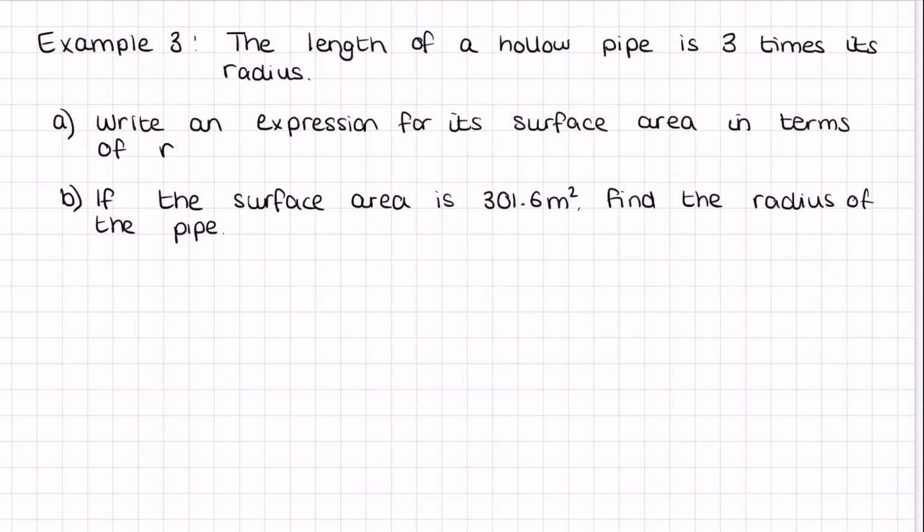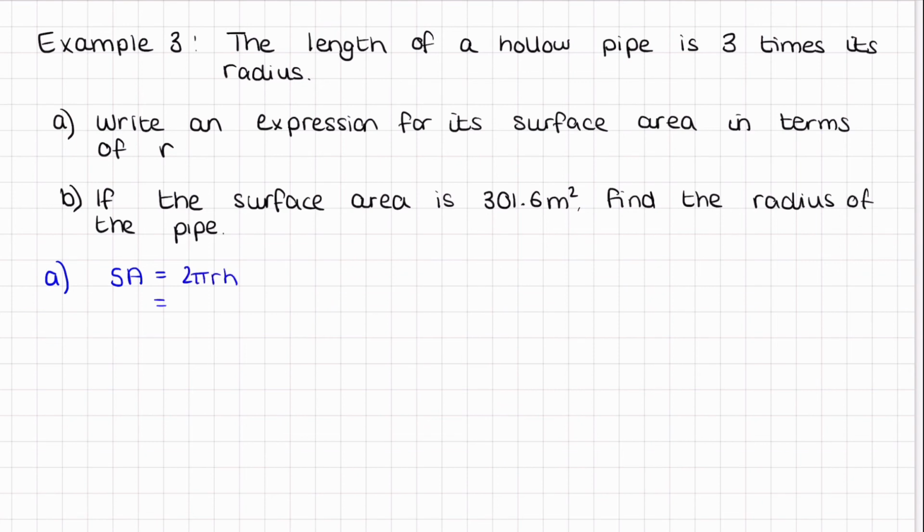Example 3, the length of a hollow pipe, so once again hollow pipe, is 3 times its radius. Write an expression for its surface area in terms of r. Now when a question says write an expression, it means we need to write an equation. In terms of r means we are only allowed r in the equation. We cannot have any other variables. We just need r in the equation. Once again, it's a hollow pipe, so we just want the curved edge, which is 2 pi rh.